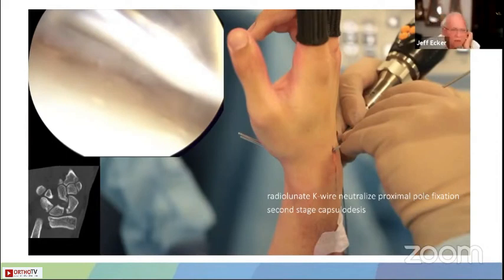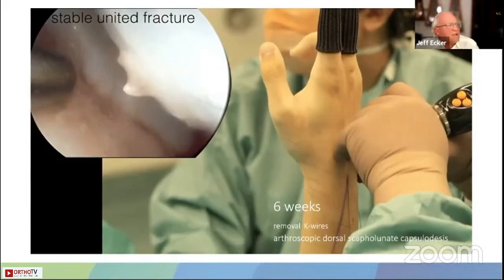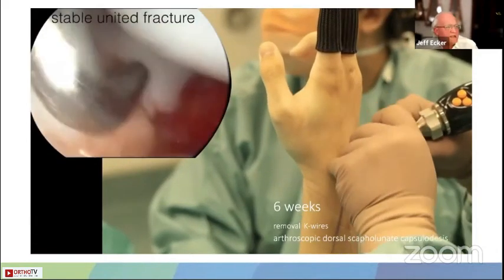But we still have a problem. We've got a radiolunate K-wire neutralizing our scaphoid fixation, but we still have scapholunate instability. So it's 6 weeks. Here you can see the X-ray. On CT scan, it's united. Take the wires out. The proximal pole is stable.